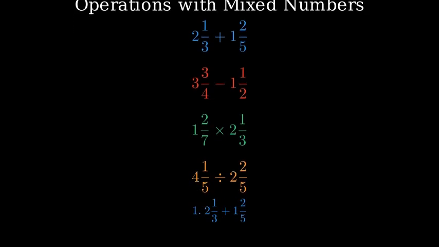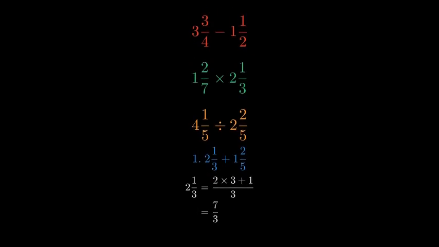Let's start with addition. Our first example is 2 and 1/3 plus 1 and 2/5. To add mixed numbers, we first convert them to improper fractions. For the first number, we multiply the whole number by the denominator and add the numerator. 2 times 3 plus 1 equals 7. So 2 and 1/3 becomes 7/3.